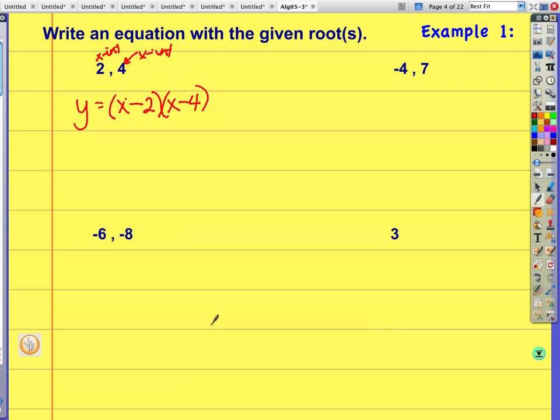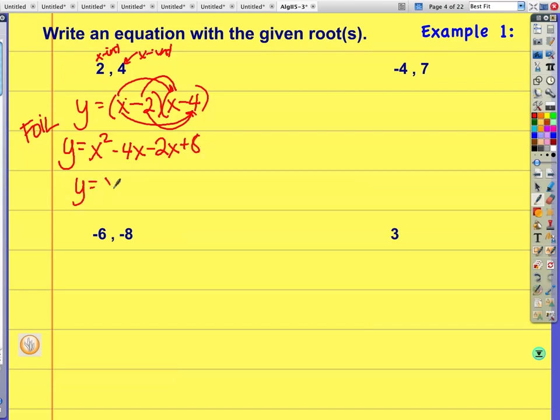Now it says write an equation. Well, that is basically an equation right there. We need to be prepared, because we're not always going to want that in this form. What if we want it in the other form? Well, that's where FOIL comes in. So x times x is x squared. X times negative 4 is negative 4x. Negative 2x is your outer, and this is your inner, and then we have last as well, so we have plus 8. If you simplify this, you have x squared minus 6x plus 8.